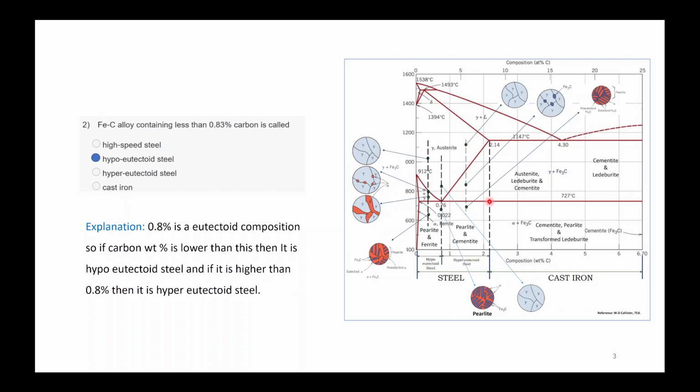And after 2.14, where we see the eutectic reaction, it won't be steel, it will be cast iron. So 0.8% is the eutectoid composition. If the carbon weight percent is lower than this, then it is hypoeutectoid steel, and if it is higher, then it is hypereutectoid steel.